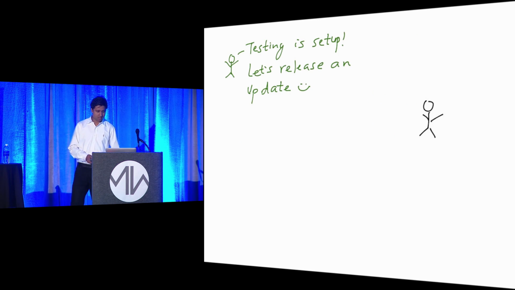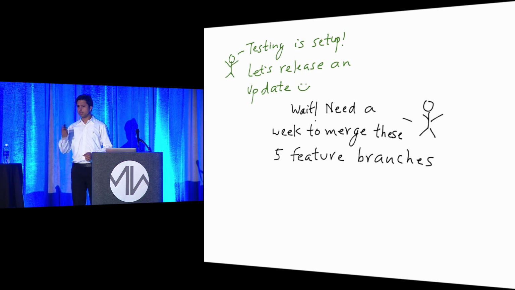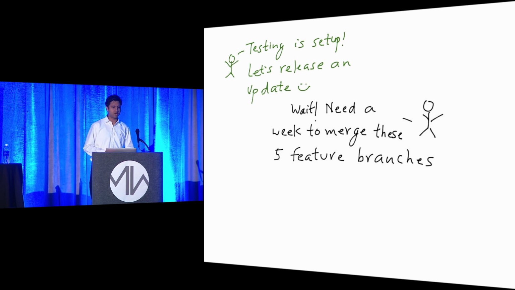And my boss is like, I can't wait to release an update. It's a fully automated world. Everything is great, just release an update. I'm like, wait. I need to merge these 5 feature branches. I've been working on 5 different features. It all needs to go to a master branch, otherwise we can't release. Anybody done this? No? I do this all the time.